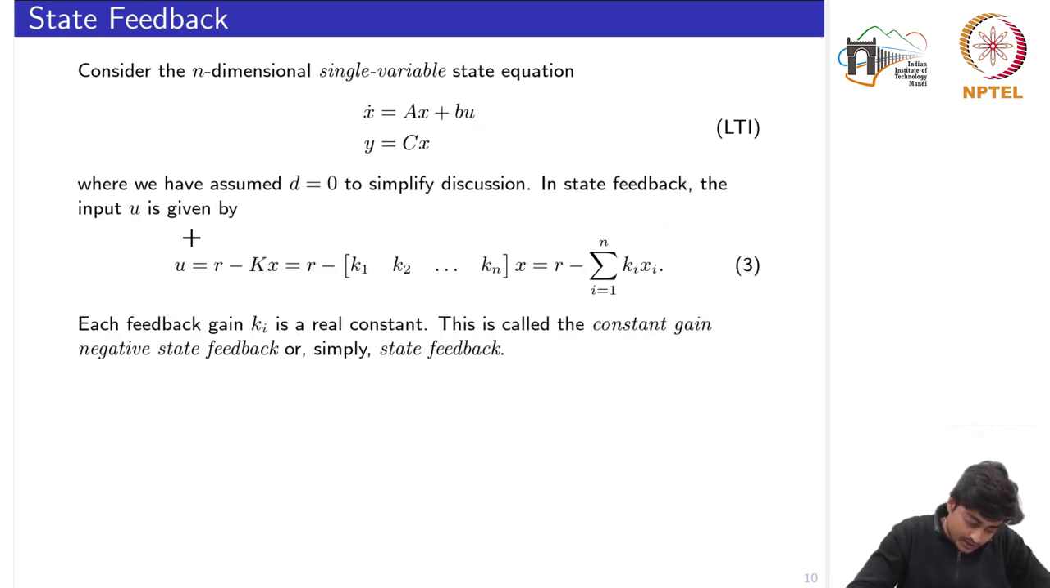So in state feedback, the input u is given by u is equal to r minus k times x, where r is the reference signal, and k, since x is an n-dimensional system, would be of 1 cross n. Why? Because u is a scalar variable. This whole part can also be represented by the summation i is equal to 1 to n of ki xi. Each feedback gain ki is a real constant, and this is called the constant gain negative state feedback, or simply the state feedback.